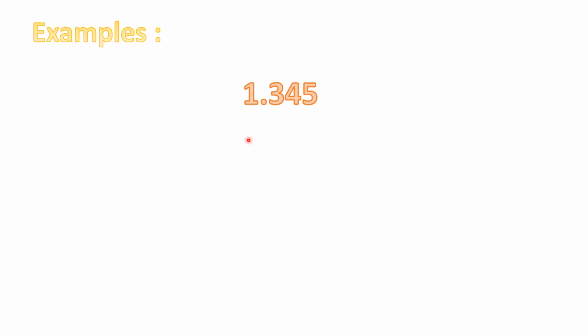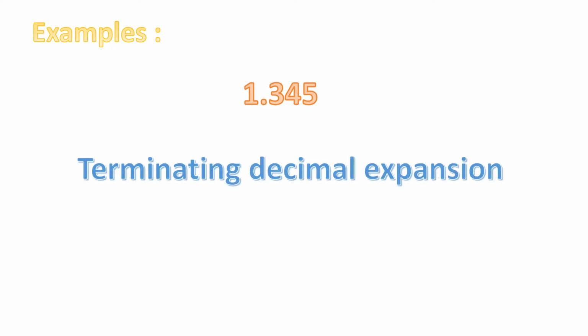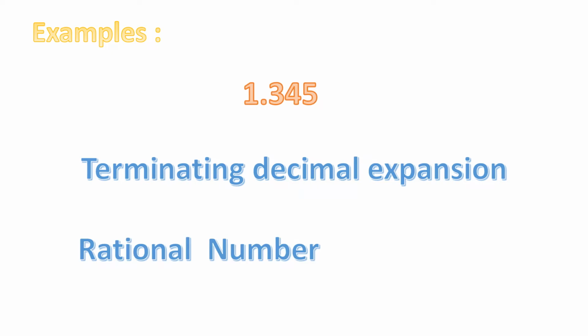This is 1.345. Now here you can see that none of the numbers after the decimal point are repeating, and also the number is finishing or stopping or terminating after 5, which means there are no more numbers after 5, right? So what type of decimal expansion is this? This is terminating decimal expansion, which means this is a rational number, right? Now let's look at the next example.